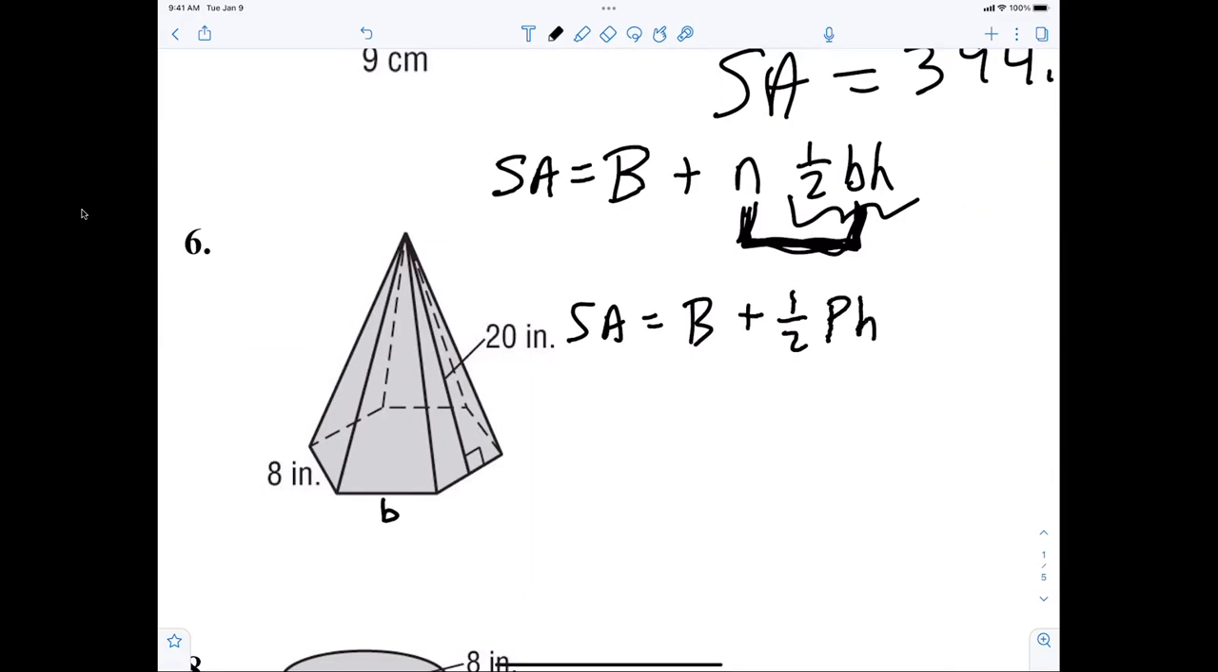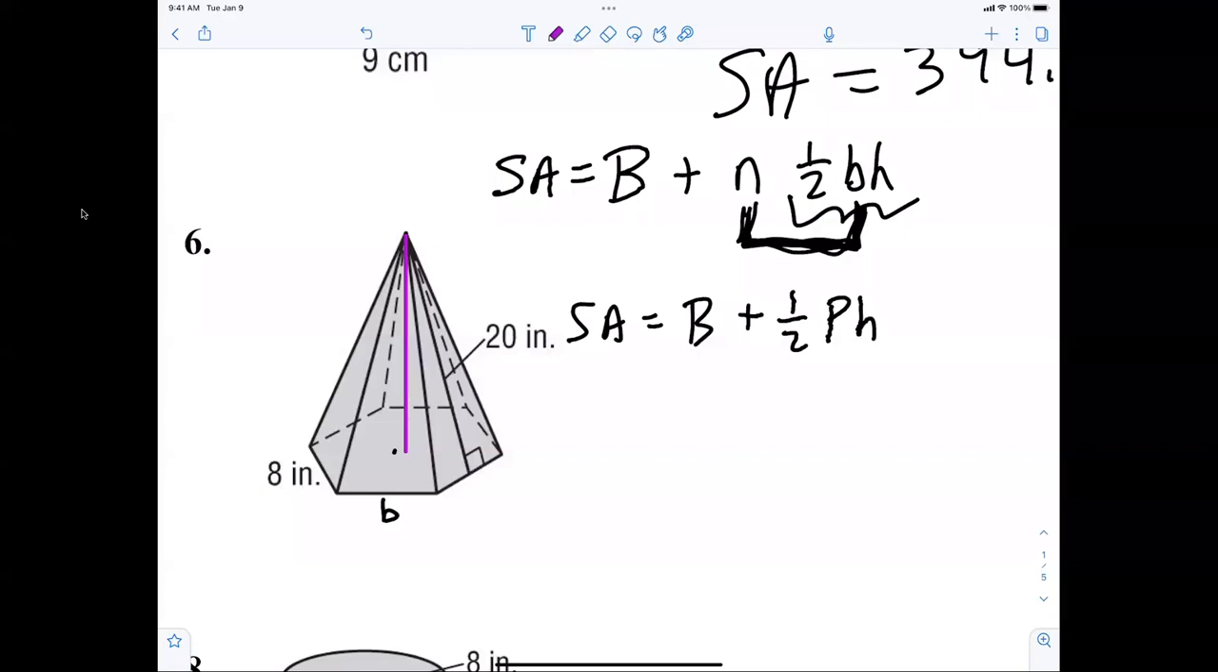Now notice it's a lowercase h. Why is it lowercase h? It's the height of the triangle, not the height of the pyramid. There is a difference. Look and see if you understand. This right here would be considered what? That would be considered the height of the pyramid, right? That is different than the height of the triangle that makes up the sides. Does anybody have any issues with that?